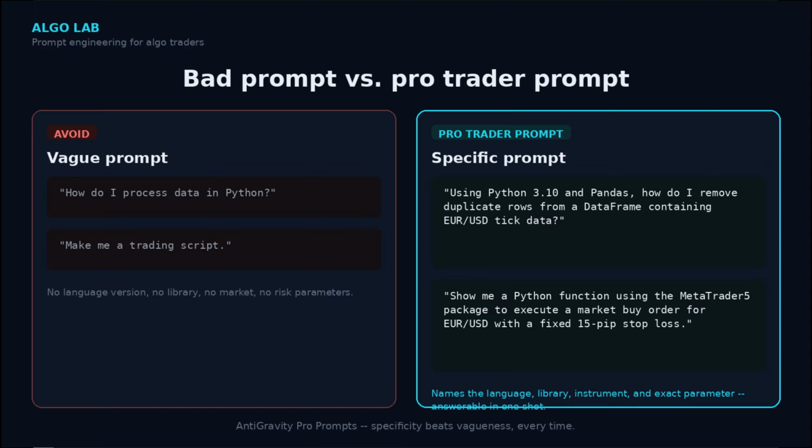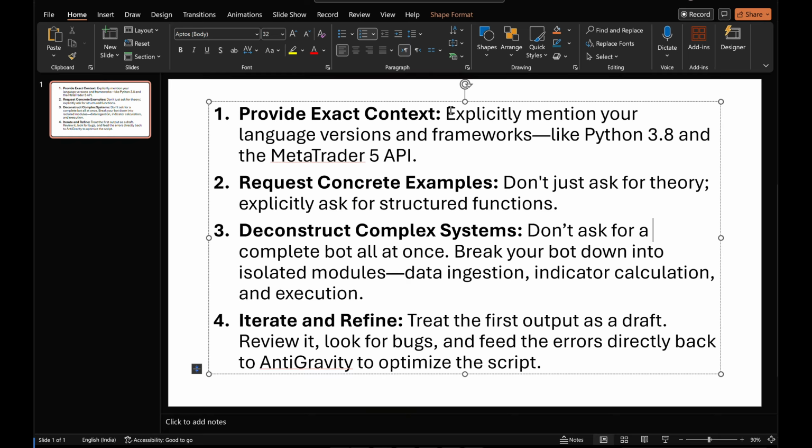The same rule applies to your execution framework. If you just type out, "make me a trading script," you're begging for broken code that doesn't fit your platform. Flip that into a professional script request: "Show me an example of a Python function using the MetaTrader 5 package to execute a market buy order for EUR/USD with a fixed 15 pip stop loss." By giving anti-gravity the exact libraries, asset classes, and hard risk metrics, you get flawless deployable modules on the first try. Let's see how this handles our indicators next.